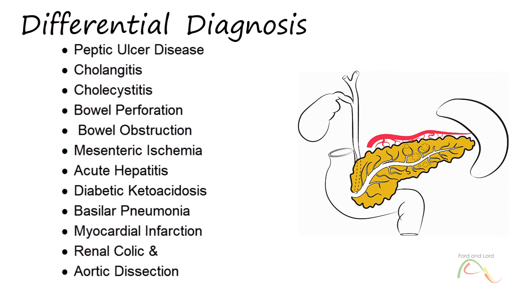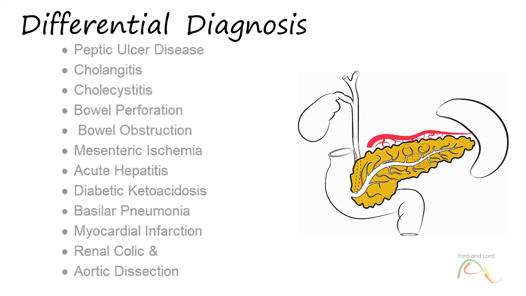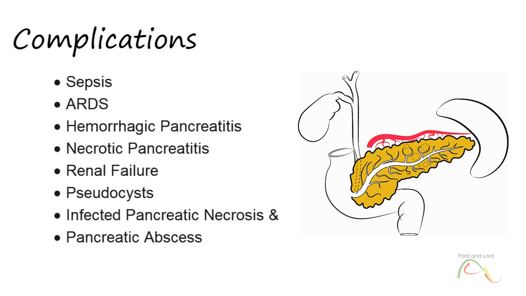Differential diagnosis includes peptic ulcer disease, cholangitis, cholecystitis, bowel perforation, bowel obstruction, mesenteric ischemia, acute hepatitis, diabetic ketoacidosis, basilar pneumonia, myocardial infarction, renal colic, and aortic dissection. Complications: sepsis, ARDS, hemorrhagic pancreatitis, necrotic pancreatitis, renal failure, pseudocysts, infected pancreatic necrosis, and pancreatic abscess.